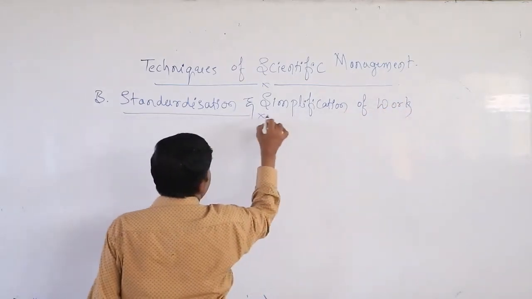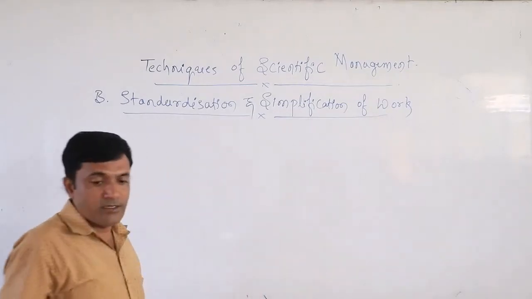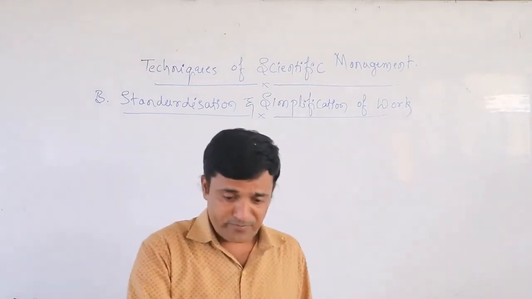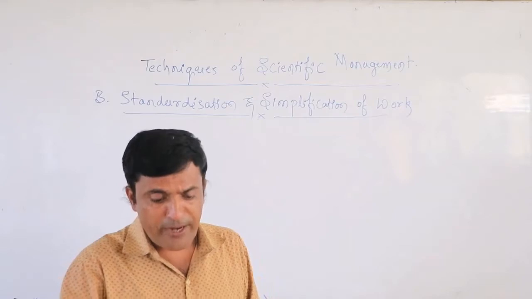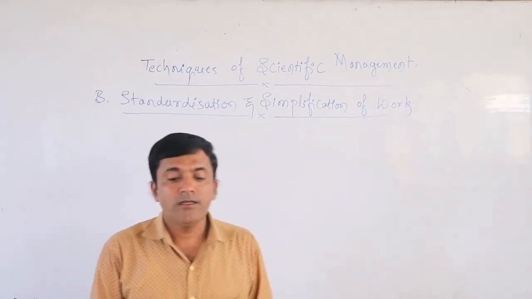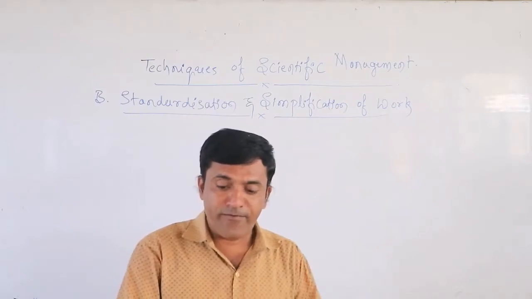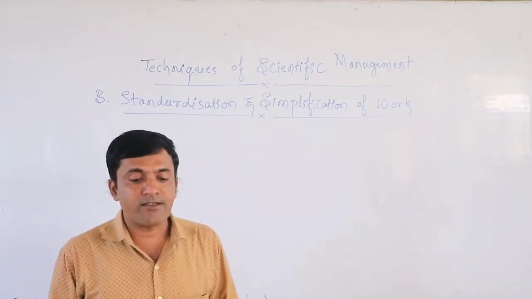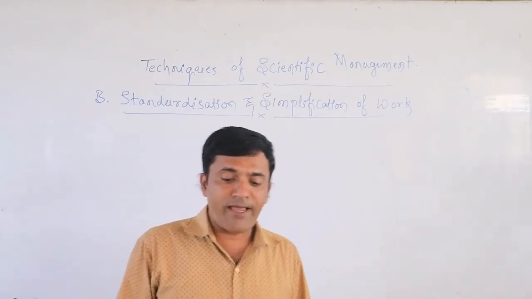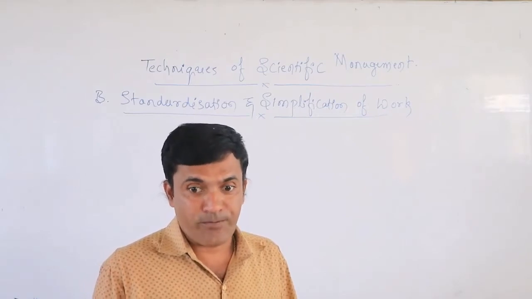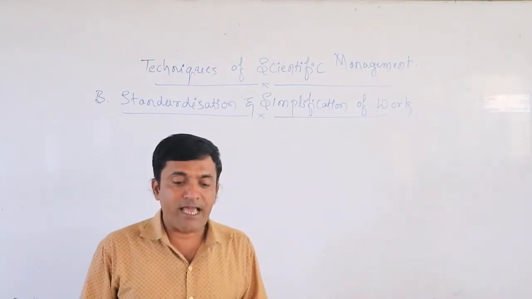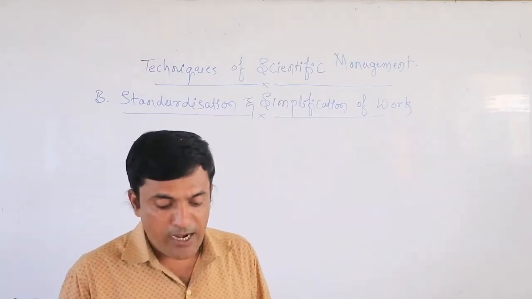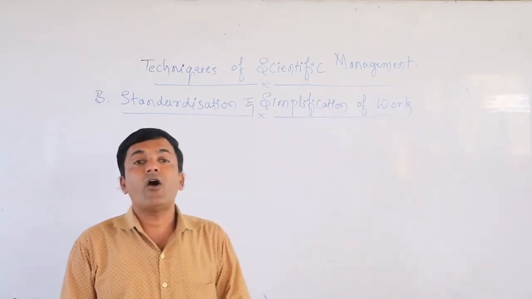This is the second technique of scientific management. Under this technique, dear students, the points to be considered, very important, are: the process of setting standards of every business activity to maximize output is called standardization. Then the next, simplification, is eliminating unnecessary varieties, sizes and grades of product manufactured in the organizations.